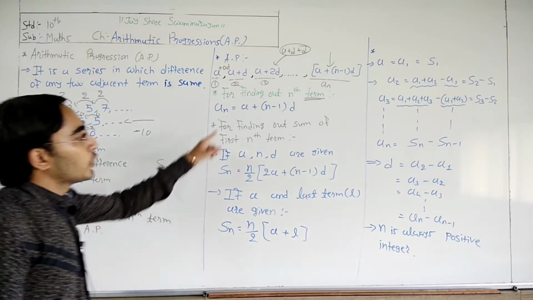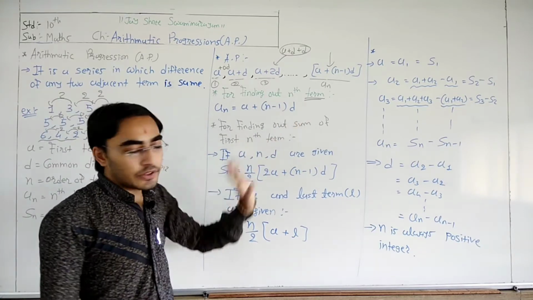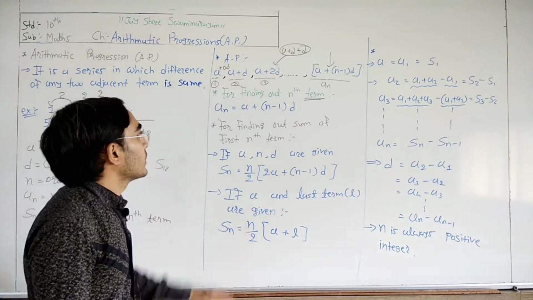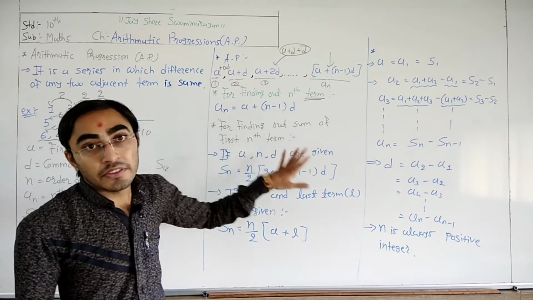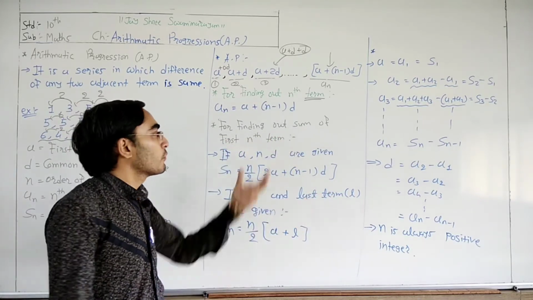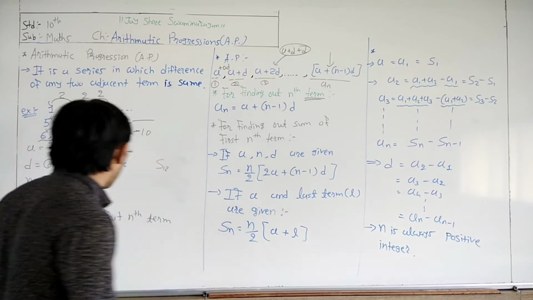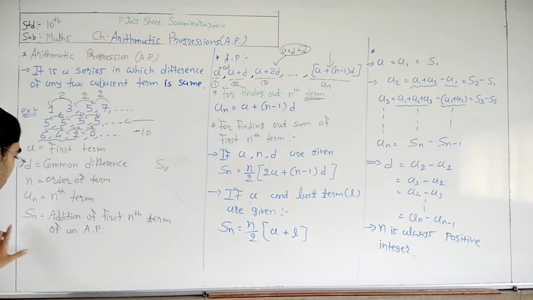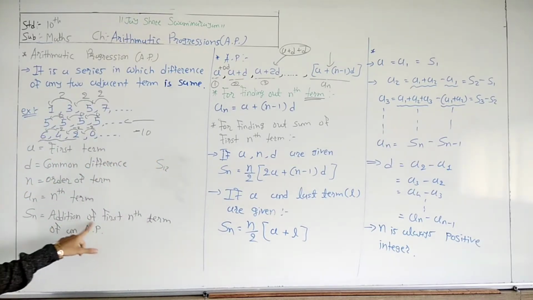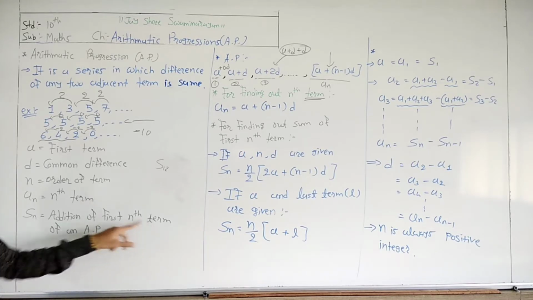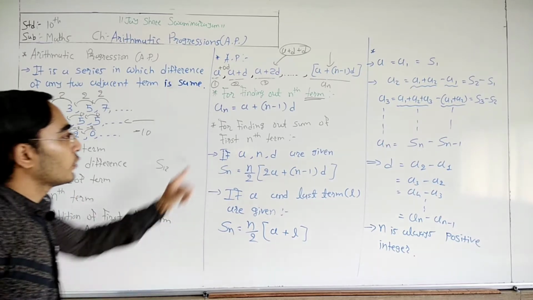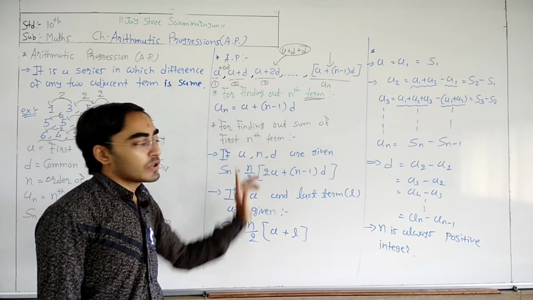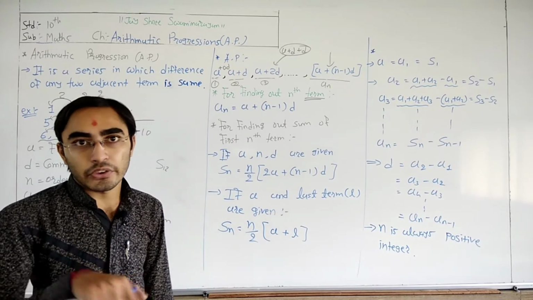After that, for finding the sum of the first n terms, we already learned one terminology, Sn, the addition of the first n terms. It is represented by Sn. So for finding the sum of the first n terms, we need to use Sn.